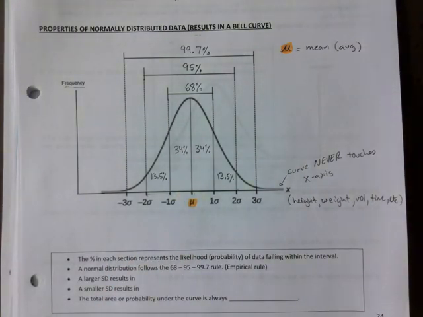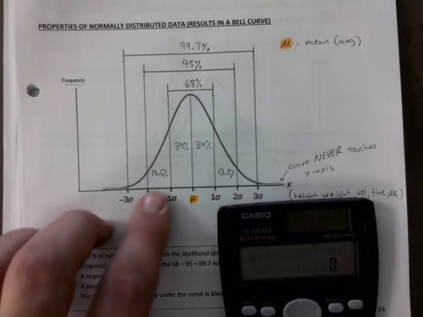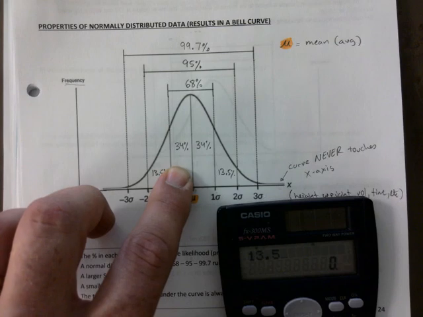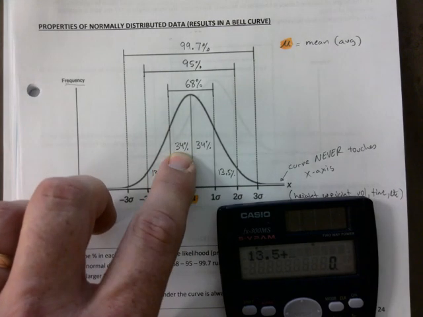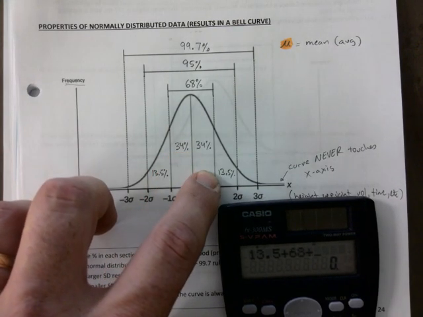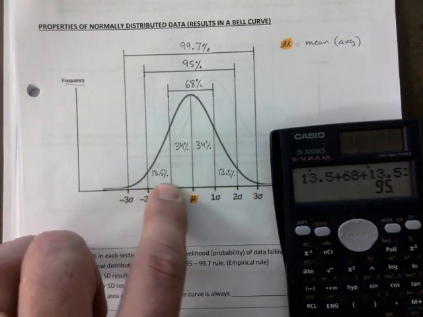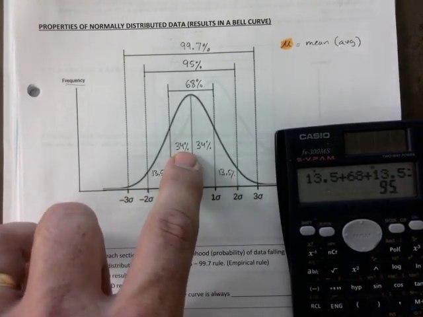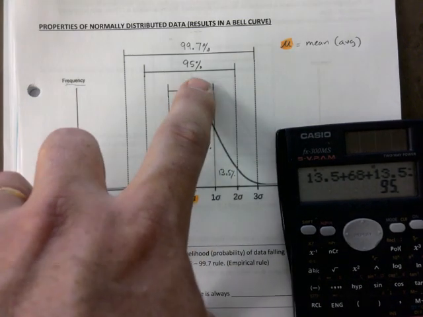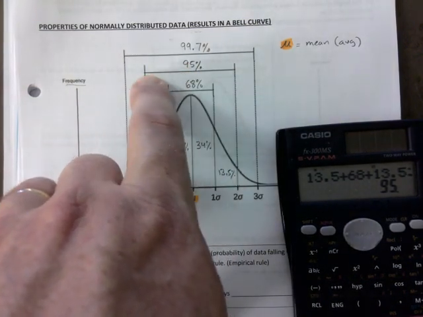And you're like, wait a minute, how so? Well, 13.5 plus 68 plus 13.5 is 95%. So all of these little areas here still add up to the 95 that we have on top, right? That go from here to here.